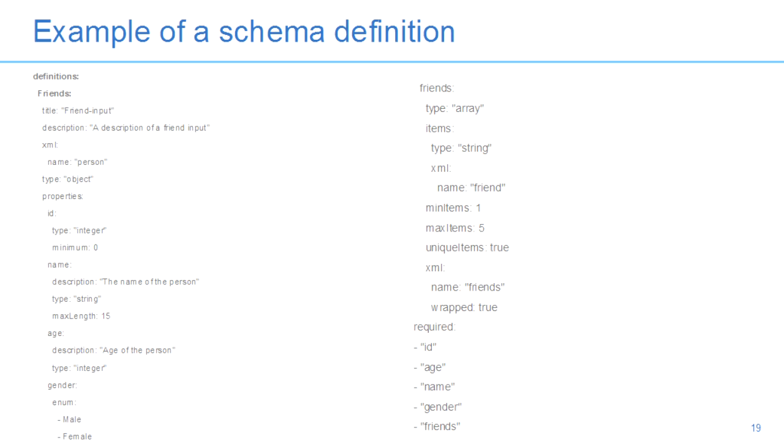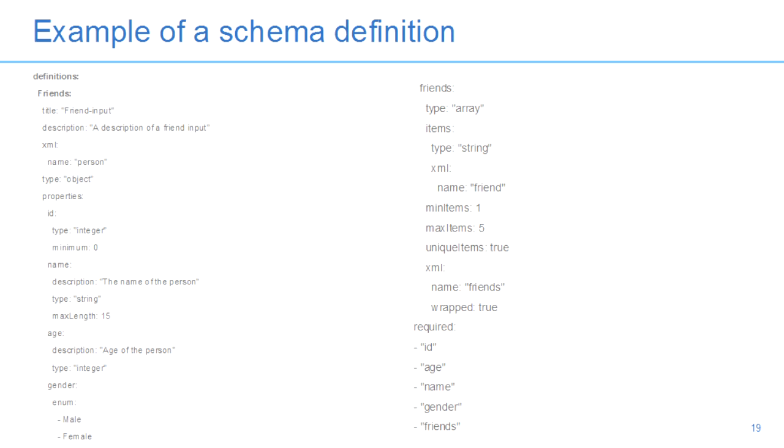So this is just an example of a schema definition. You can see it's defined in YAML because it's part of the Swagger, but it is really a JSON schema object that's defining it. Here it's just some friends input. It's going to have various properties. One's an ID that's of type integer.